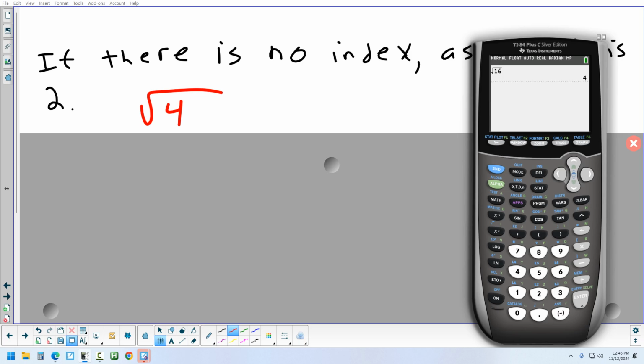Now, if you want to do something other than a square root, let me show you how you do it. Let's say you want to do cube root. To do a cube root, first thing you do is you press 3. That's going to be the index. After you put in the index, you press math.